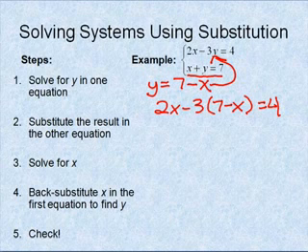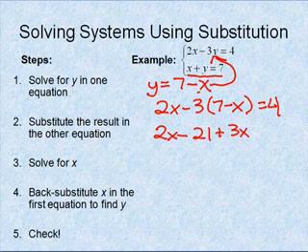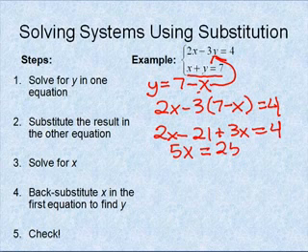Now we're going to solve this equation for x. You can see we've reduced the problem now. We've got one equation in one variable. We've got 2x minus 21 plus 3x equals 4. So 5x is going to equal 25, which means that x equals 5.